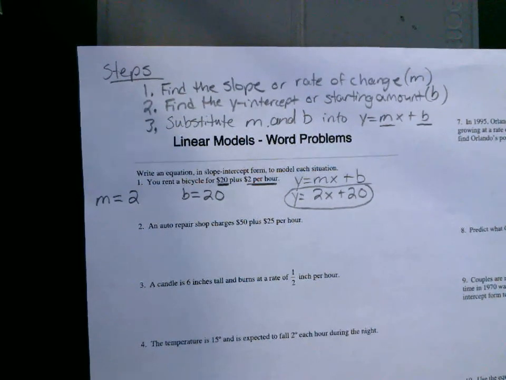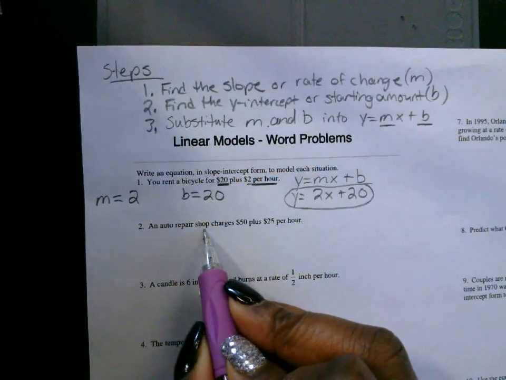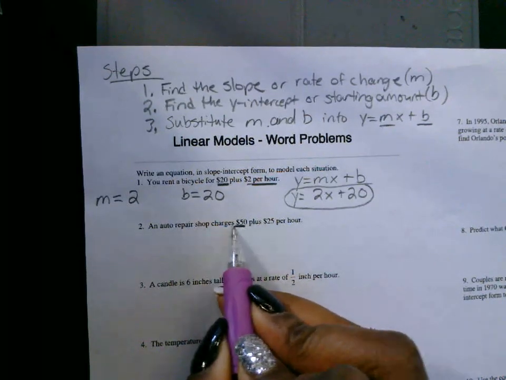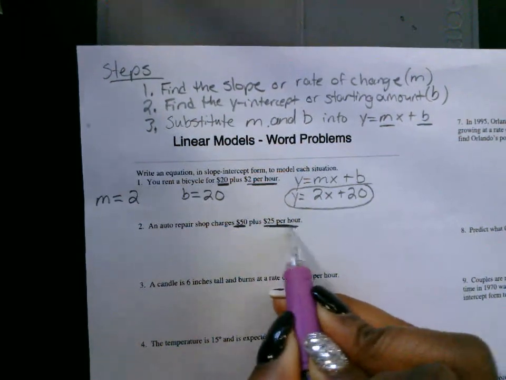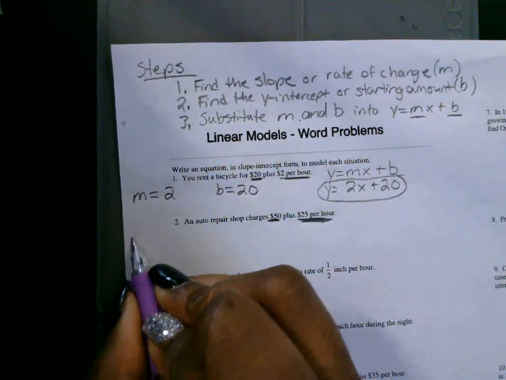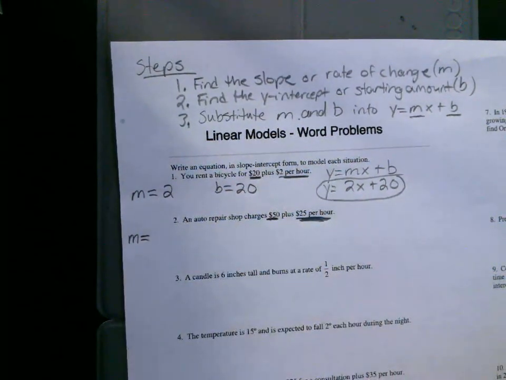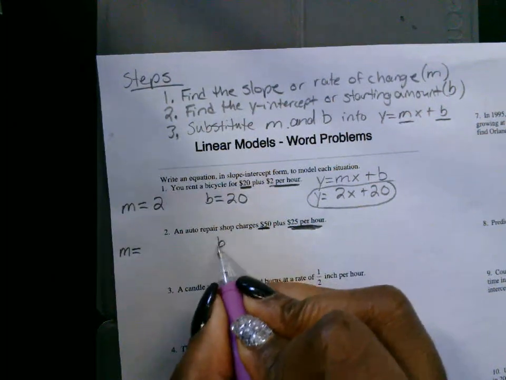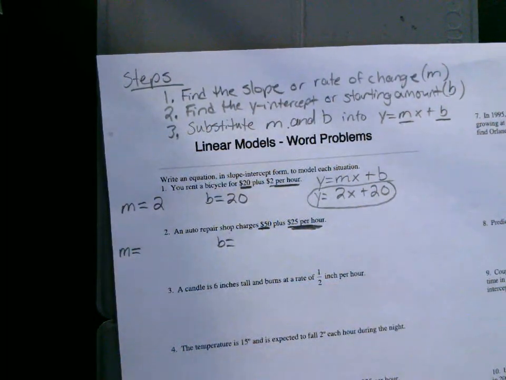We're going to do it again, okay? Pause for the cause. Some people are still writing. Let's do the second one. Did I give you enough time? Okay, all right, so let's look at the second one. It says, an auto repair shop charges $50 plus $25 per hour. So again, which one of those numbers is going to be the rate of change or the slope, and which one is going to be the starting amount? Write it down, please.